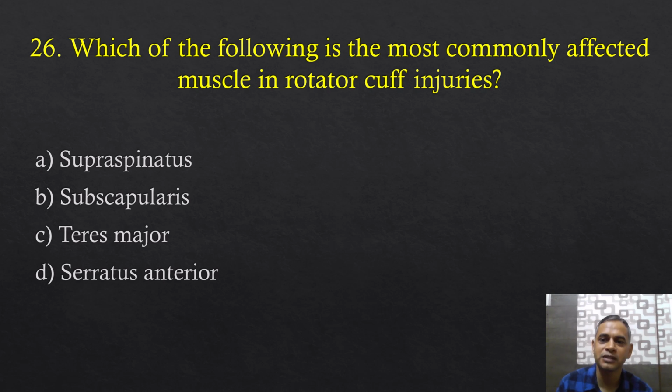Number 26. Which of the following is the most commonly affected muscle in rotator cuff injuries? A. Supraspinatus. B. Subscapularis. C. Teres major. D. Serratus anterior. So the answer is supraspinatus.